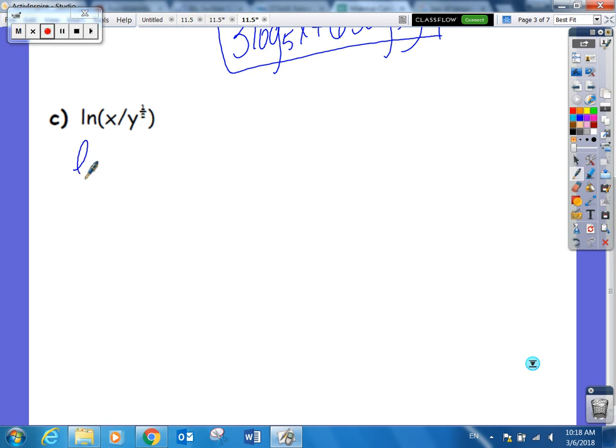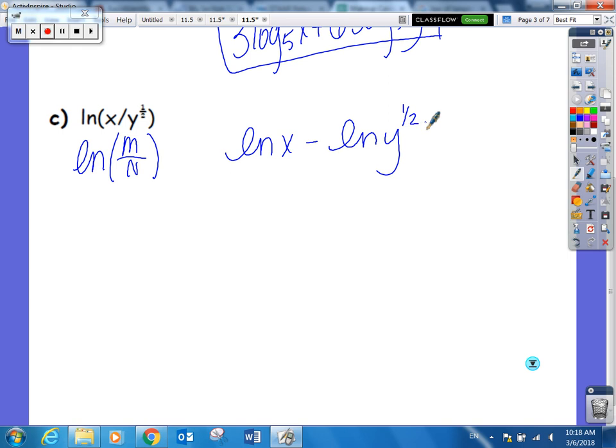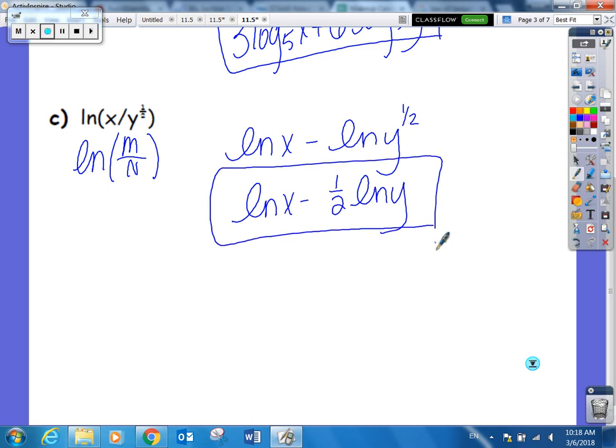So this property is natural log of m divided by n. So it becomes the natural log of x minus the natural log of y to the 1/2. This one's fine because it's by itself, but this argument is not by itself. So we have one more step to bring that 1/2 out in front. Now the argument is by itself. There's no parentheses. It is completely expanded.